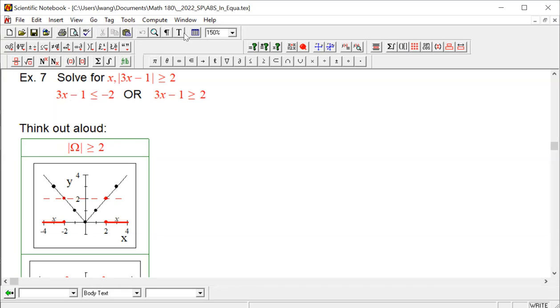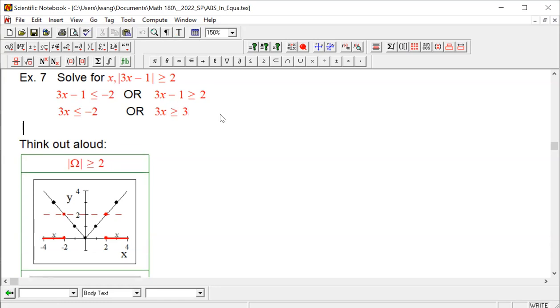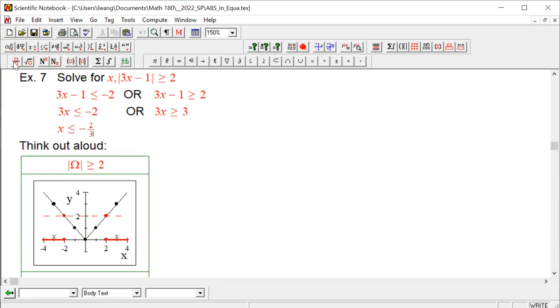So we add 1 on both sides, so 3x is less than or equal to -1. And we also add 1 on both sides, then we have 3x greater than or equal to 3. And then we divide both sides by 3. We have x is less than or equal to -2/3.